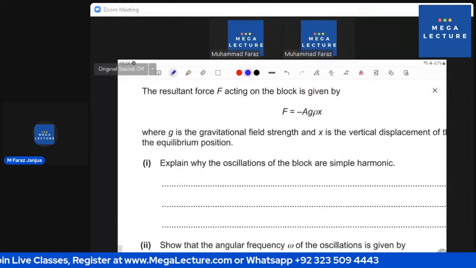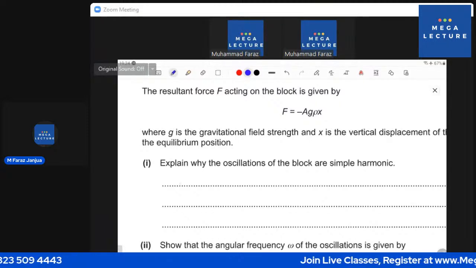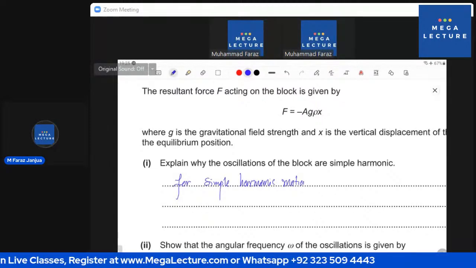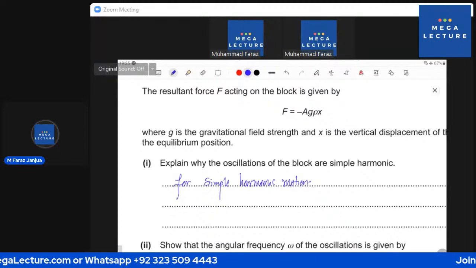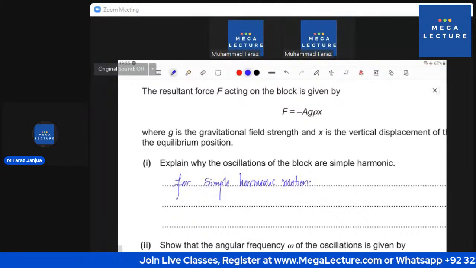Now, for simple harmonic motion, what is the basic condition for simple harmonic motion? Simple harmonic motion requires that the acceleration is directly proportional to force and always in the opposite direction. So they always have opposite signs.